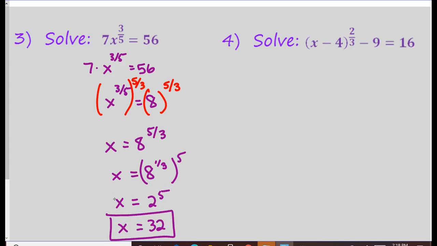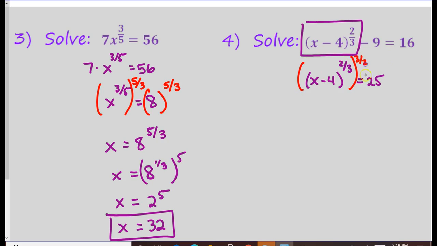Okay, number 4. The 2/3 is an exponent, by the way. So first, let's isolate this part, because we need to isolate the part that's raised to a power before we take a root, just like we did on number 3. So we're going to add 9 to both sides. x minus 4 to the 2/3 power equals 25. Now, we're going to miss something important if we do exactly what we did on number 3. So if we do what we did on number 3, we would raise both sides to the 3/2 power. That seems logical. What's wrong with that?